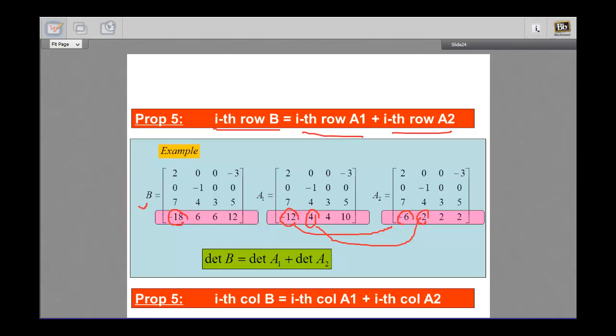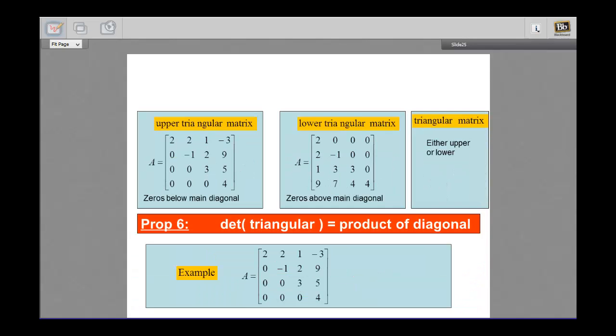So 6 is here. Similarly, if we add 4 plus 2, that is equal to 6, and here is also 6. Similarly, 10 plus 2 is equal to 12, and 12 is also here. So we can write that the determinant of B is equal to the determinant of A1 plus the determinant of A2. Similarly, we can write property number 5 in the form of columns. The same thing happens for columns. So these are the properties of the determinant.